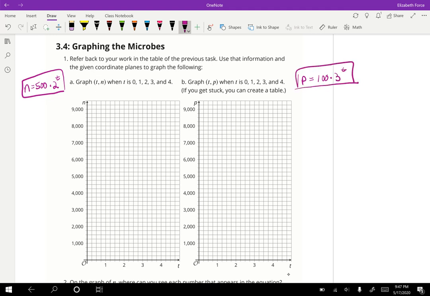And it makes this little phrase, if you get stuck, go ahead and create a table. I always like to have a table in front of me. So, hour T and number of parasites. So at the beginning, 0, we had 500 parasites. So let's plot that. At hour 0, H-O-U-R, we had 500. So this is 1,000, 8, 7, 6, 5. What are we counting by? 250? So that middle is 500.